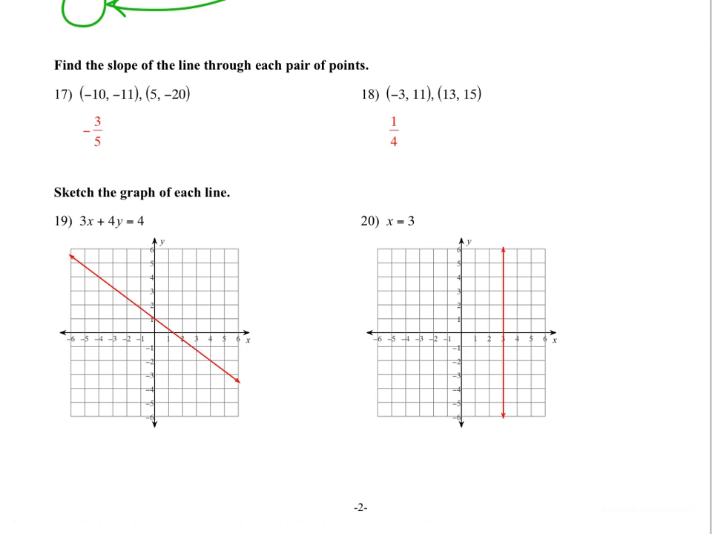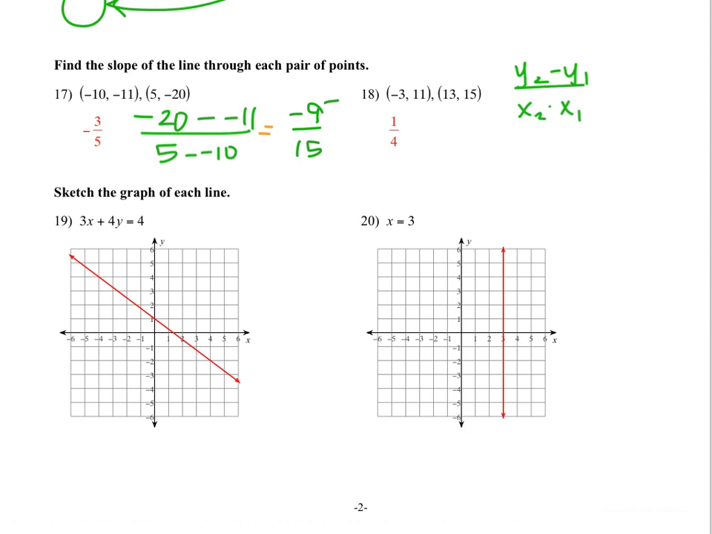Okay, 17 and 18, the formula you need to know there is y2 minus y1 over x2 minus x1. If I was to set these up, I would have negative 20 minus negative 11 over 5 minus negative 10. Remember, minus negative right here is going to give us a positive. Even if you aren't sure about that, you can use your calculator, but that's going to give me negative 9 over 15. And then all they're doing is dividing to simplify. So if I divide by 3, I get negative 3 over 5.